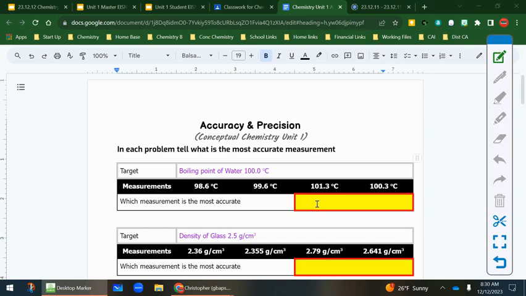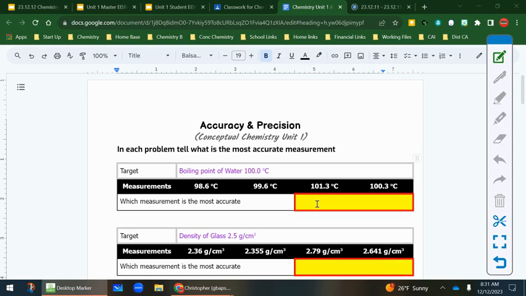Well, what's our target? 100. Okay. So which of these two numbers can we eliminate right away? 98.6. Why? Well, but it could be doing that, right? The thermometer could be reading that, but it's further away from 100, right? So it can't be this one. This is closer to 100. Which other one gets eliminated?